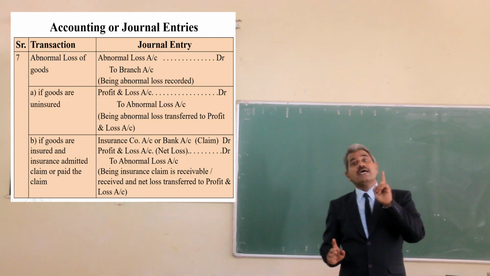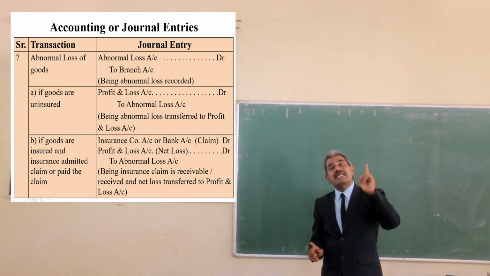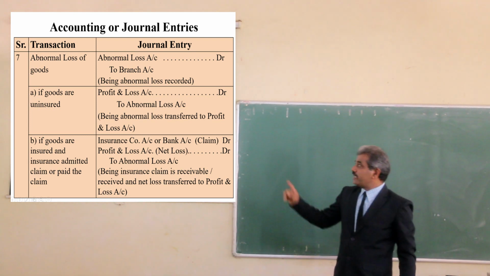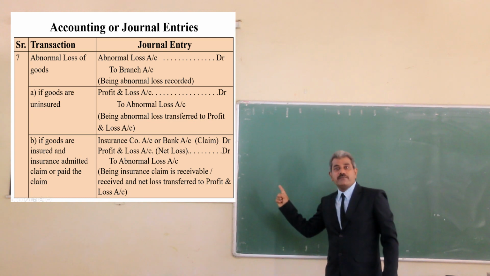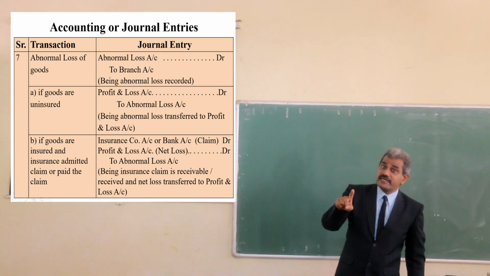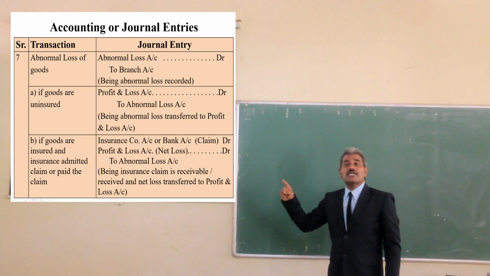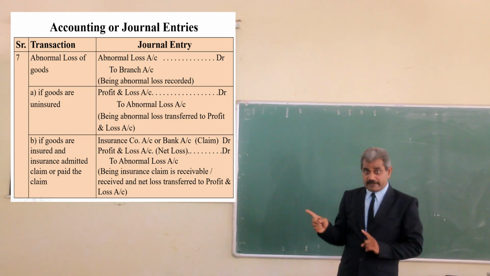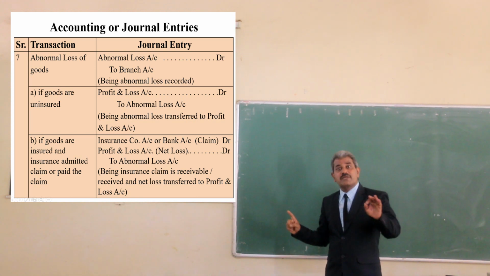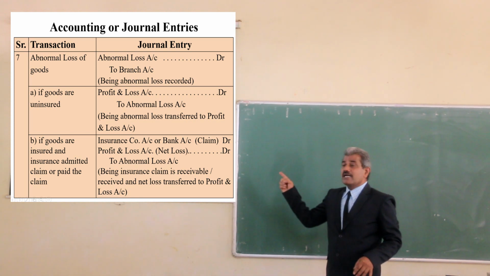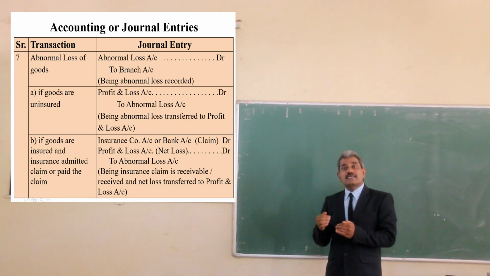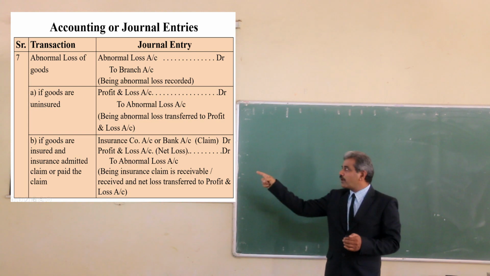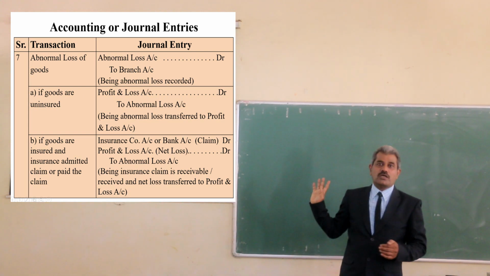If the insurance claim is less than the actual abnormal loss, then insurance company account debit if the claim is admitted but not paid. Cash or bank account debit, generally bank account debit, because the insurance company pays directly to the bank. So bank account debit if the claim is paid. If the claim amount is less than the actual loss, then the difference is loss, profit and loss account debit to abnormal loss.